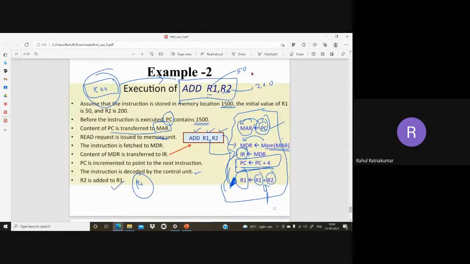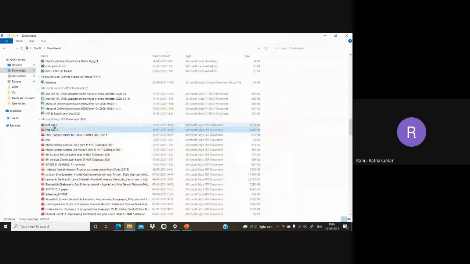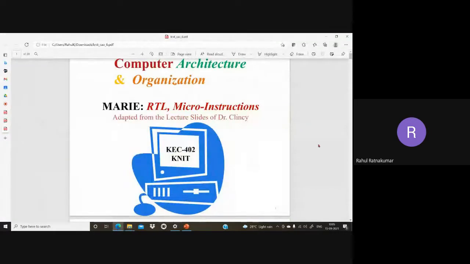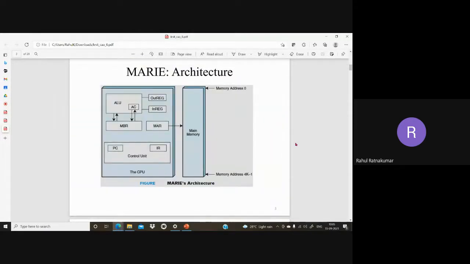Okay, that's all for today. In the next class, I think we'll discuss the Mary computer. In Mary, you can see there is a simple architecture. This is the Mary architecture, very simple, and everything we discussed is already here. It is the simplest, because Little Man was a conceptual thing which doesn't have hardware significance.